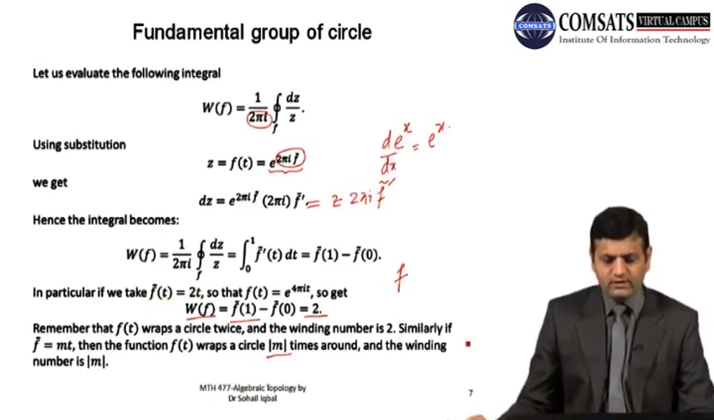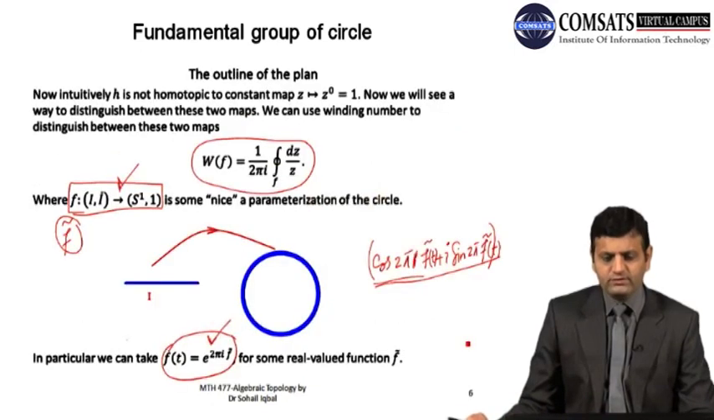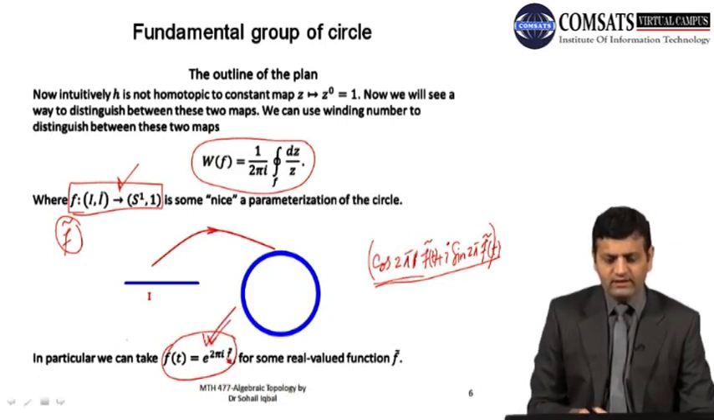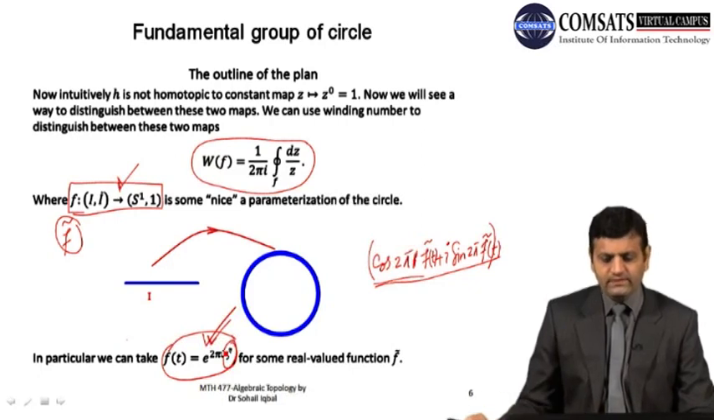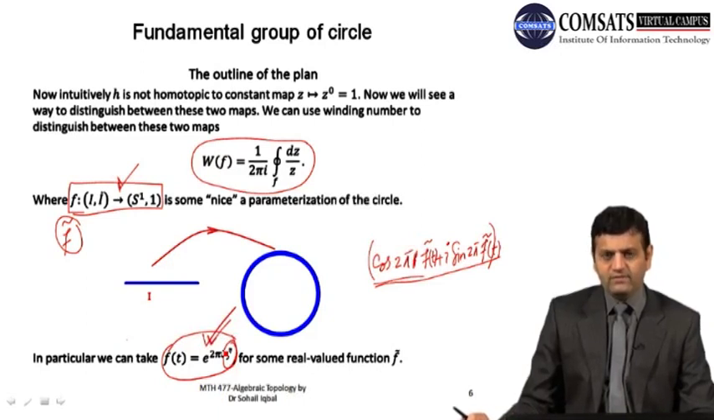Okay, so now we are going to see the general situation where, given any function from I dot to S1, we will see that this general function f can be written in this form, and we will be using this f tilde to calculate the winding number, and these winding numbers will define the degree of a function, which will help us in calculating the fundamental group of a circle.